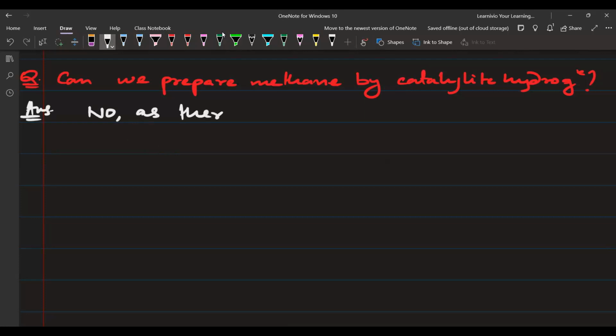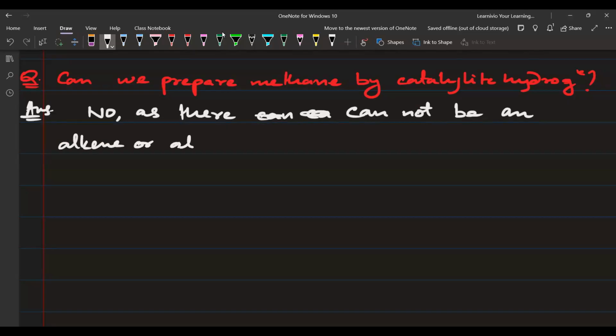Yes, sir. There cannot be, write C, there cannot be an alkene or alkyne with one carbon. Does this make sense? Yes or no? Please tell me. Can we move on? Yes, sir.